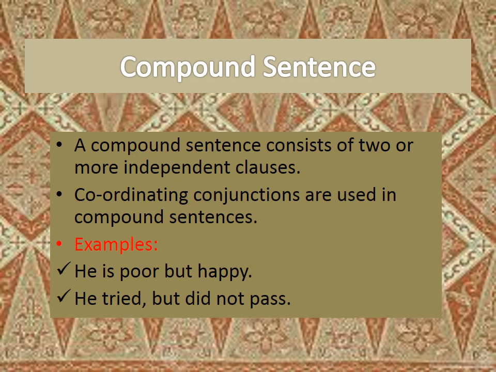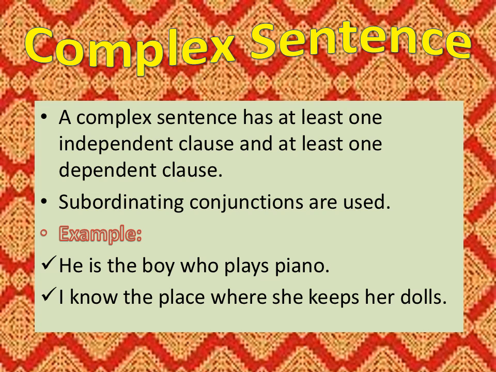These clauses are joined together with the help of coordinating conjunctions. Some examples of coordinating conjunctions are for, or, nor, and, but, yet, so, etc. Some examples of compound sentences are on the screen. He is poor but happy. He tried but did not pass.